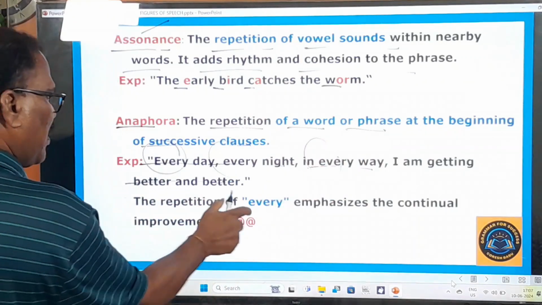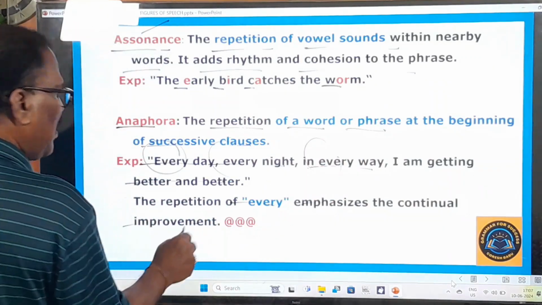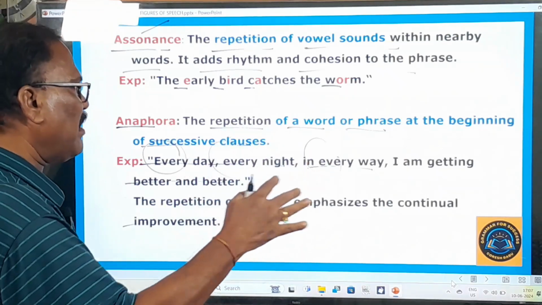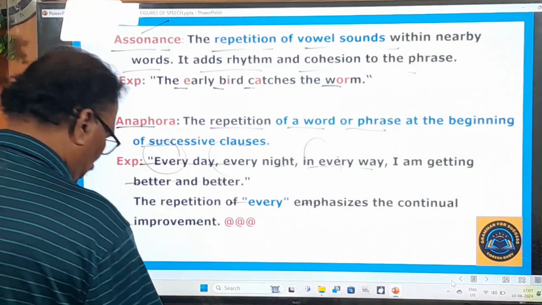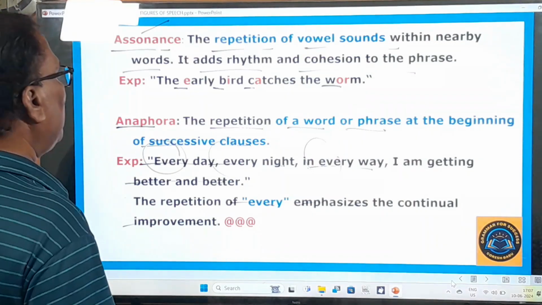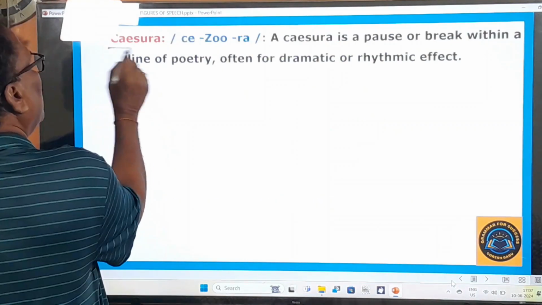Here the repetition of "every" emphasizes the continual improvement. Every day, every night, every way. So something like that. This is called anaphora. And now you go to the next literary device or figure of speech.